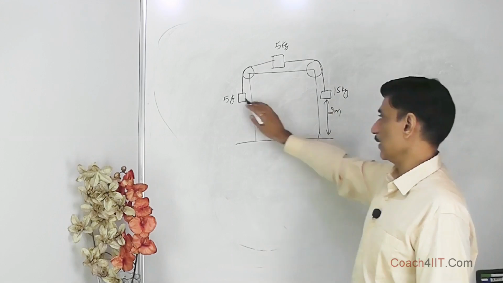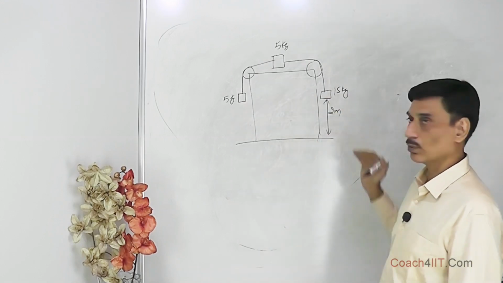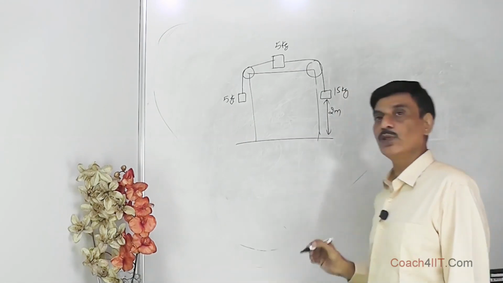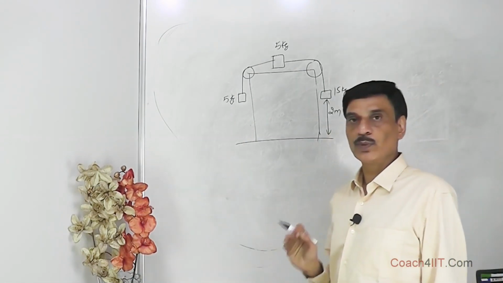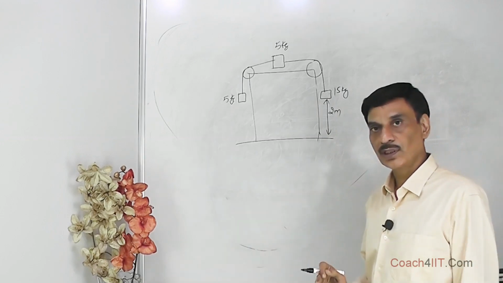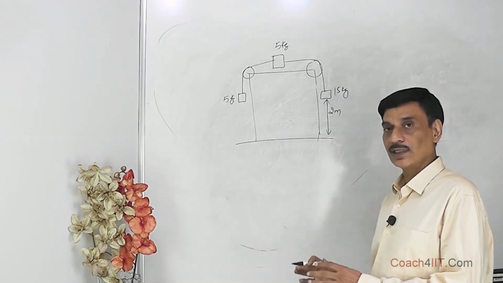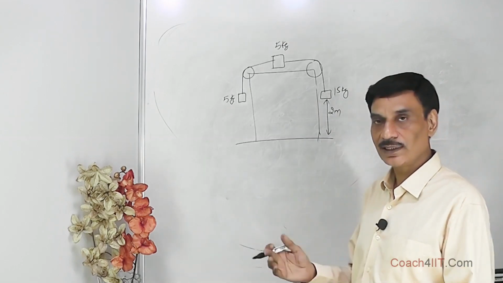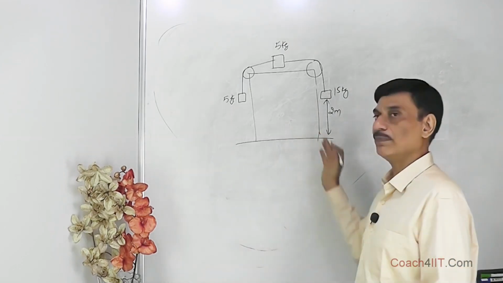Obviously, this side is heavier as compared to this, so this is going to strike the floor with some velocity. We are asked with what velocity this is going to strike the floor. Let's do it once again using laws of motion, and we'll cross-check our answer using the conservation of mechanical energy principle, that is, on the basis of losses and gains. We'll see whether both the answers match or not.